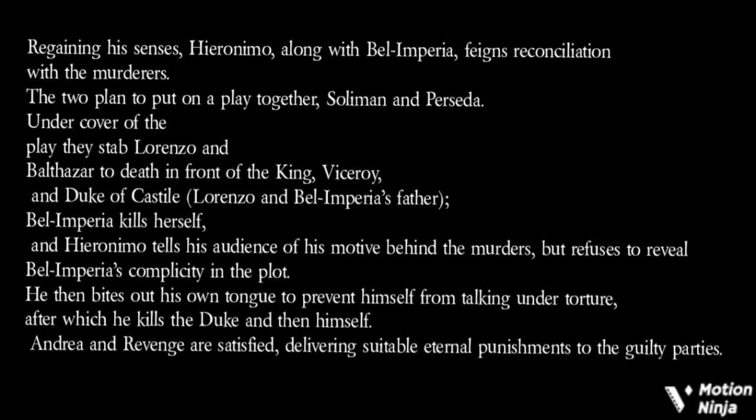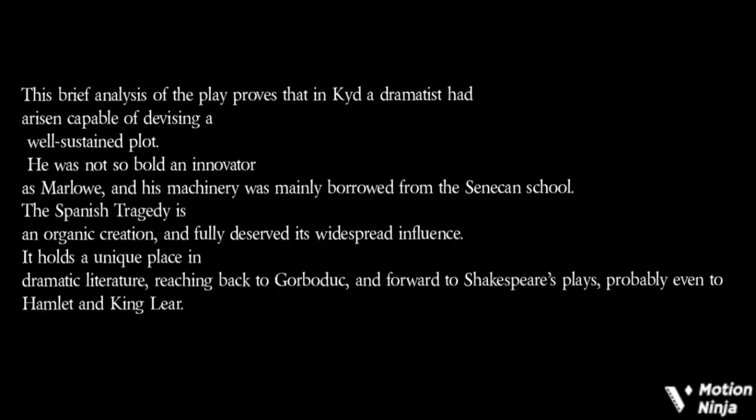Bel-imperia kills herself and Hieronimo tells his audience of his motive behind the murders but refuses to reveal Bel-imperia's complicity in the plot. He then bites out his own tongue to prevent himself from talking under torture, after which he kills the Duke and then himself. Andrea and Revenge are satisfied, delivering suitable eternal punishments to the guilty parties.